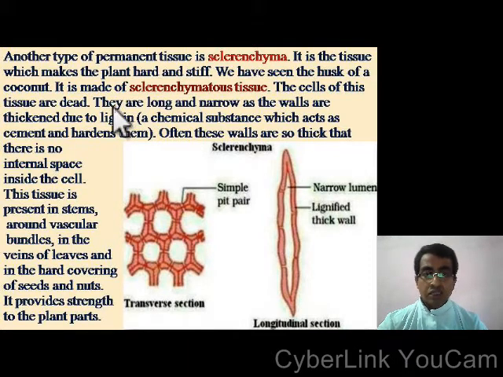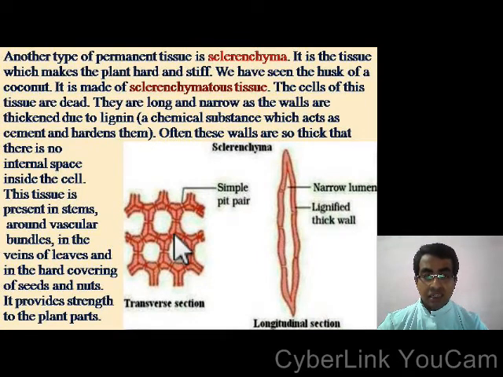The cells of this tissue are dead. They are long and narrow as the walls are thickened due to the presence of lignin. Lignin is a chemical substance which acts as a cement and hardens them. Often, the walls are so thick that there is no internal space inside the cell.